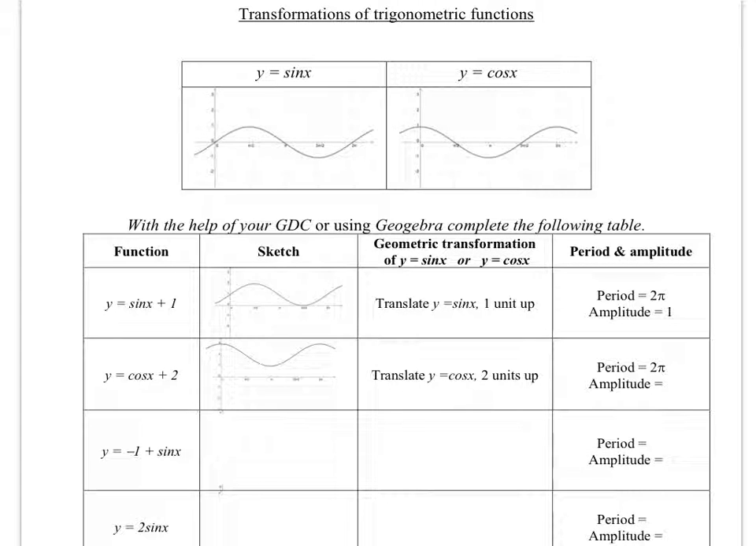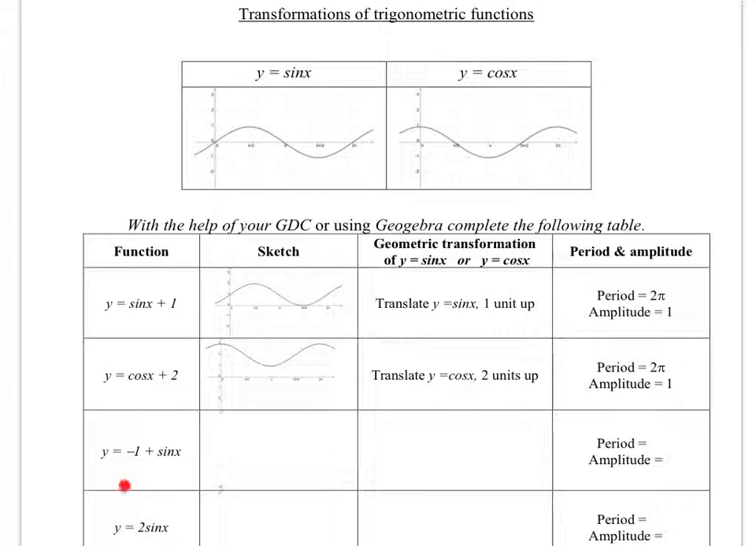So the period is still 2 pi. The amplitude is, again, half of the difference between the top and the bottom. The top is up at 3, the bottom is at 1. The difference between them is 2, so half of that is equal to 1.